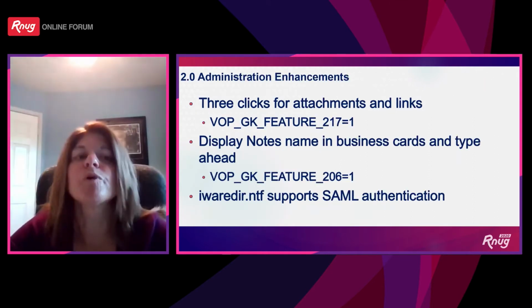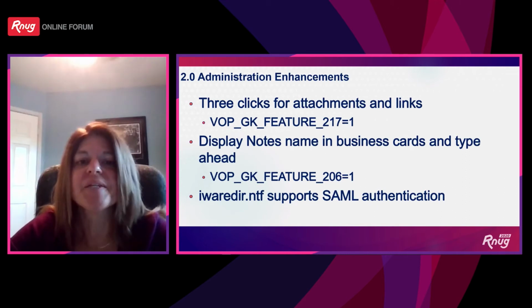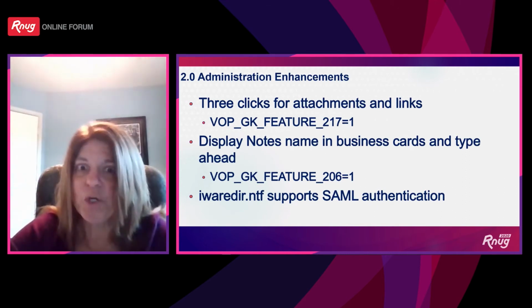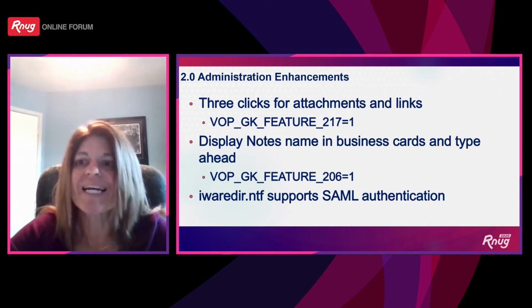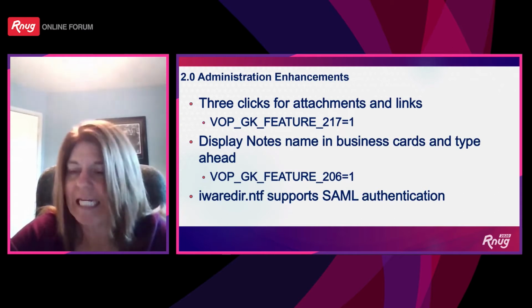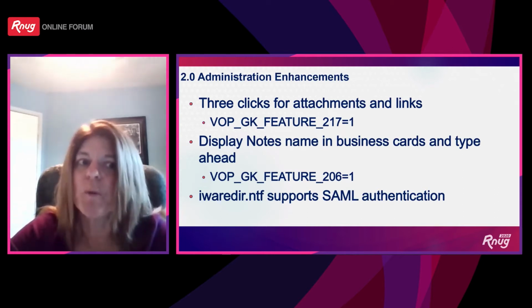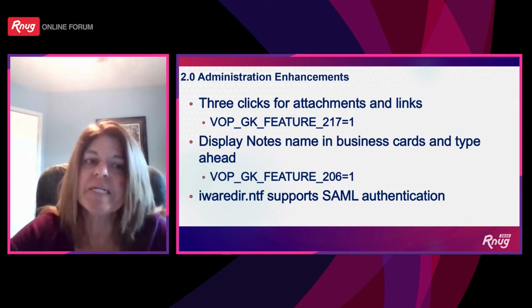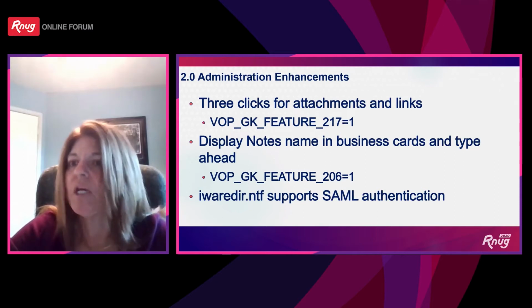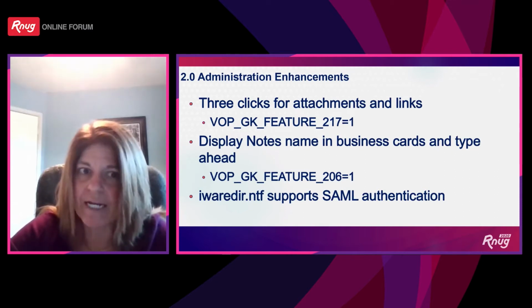Now, some other improvements for administrators is that, first of all, from a security perspective, you can give your users a get out of jail free card when launching attachments and links. And this is by setting what's known as 3 clicks. And it's done by setting the feature 217 equals 1 in your server's INI.